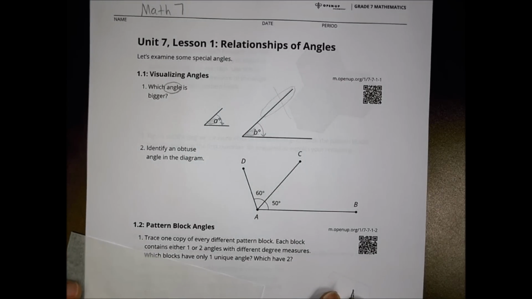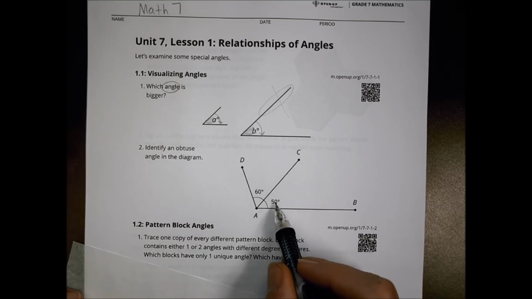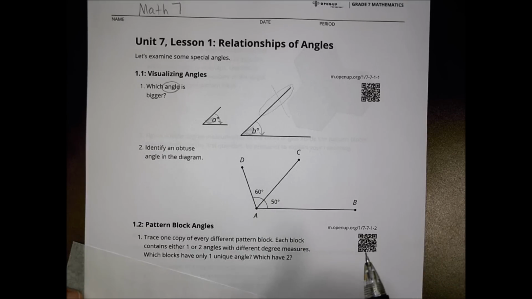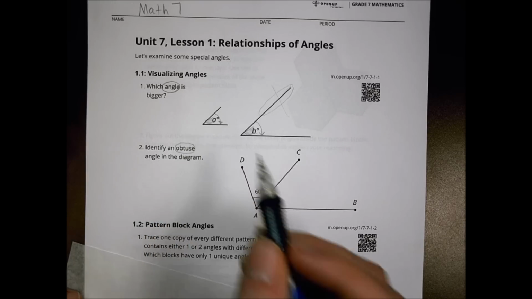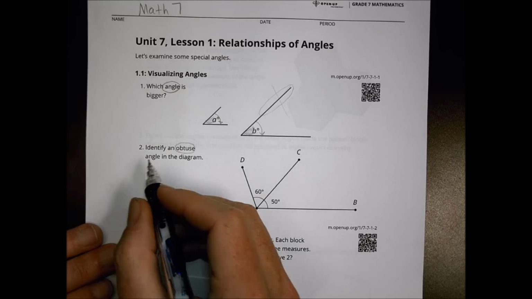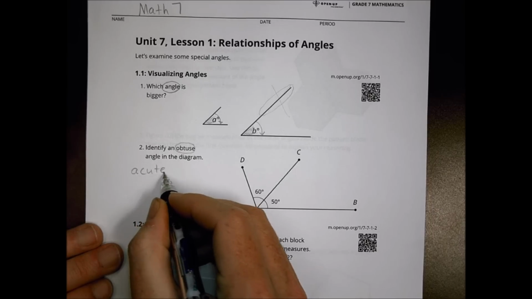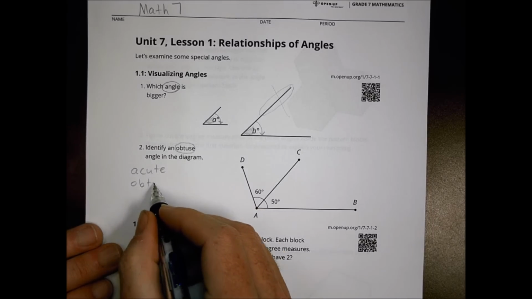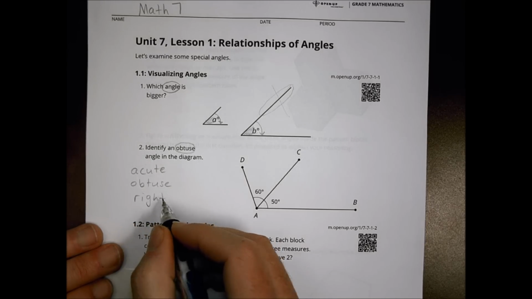Looking at number 2, it says to identify an obtuse angle in that diagram. When you look at that first, what do you notice? You might notice that you have a 50-degree angle here, a 60-degree angle there. You might be thinking to yourself, I don't remember what obtuse even means. Okay, so let's back up a little bit real quick. Maybe if you go back to what you did in elementary school, a couple of things you might have learned about were things called acute angles and obtuse angles, and maybe even something called a right angle.